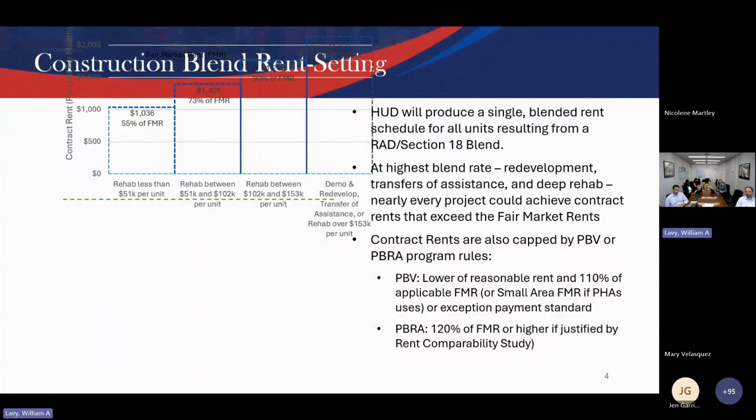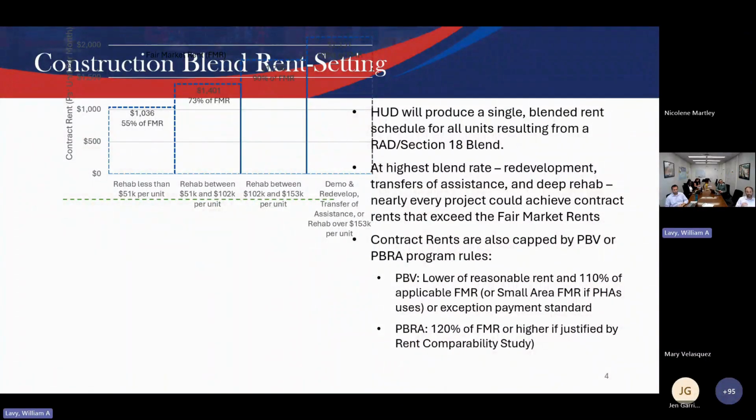So we see a lot of housing authorities now saying, well, I was going to look at Section 18 demolition or disposition as a way to reposition this property. But now, under these RAD Section 18 construction blends, at this highest rate, I get just about as good a deal. I can get really strong rents, plus some other benefits that we'll talk about.